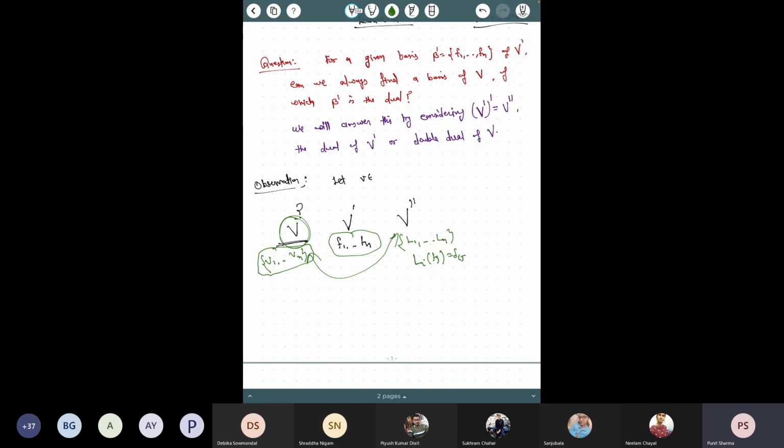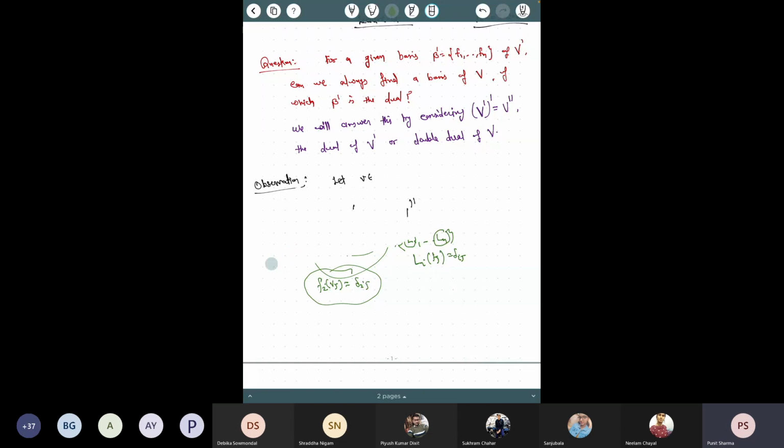That means we'll see if the φ_i satisfy this δ_ij thing or not. So this is what I'm trying to do now. I'll first try to establish an isomorphism between V and V double dash. If I have an isomorphism, then you know that the isomorphism is one-one and onto. So corresponding to each of these L1 to Ln here, I will have some vectors V1 to Vn here. And then I will try to see whether these vectors satisfy this thing or not, φ_i(V_j) equals δ_ij. So this is the idea. This is what I'm trying to do next.